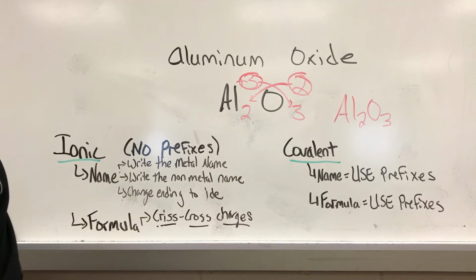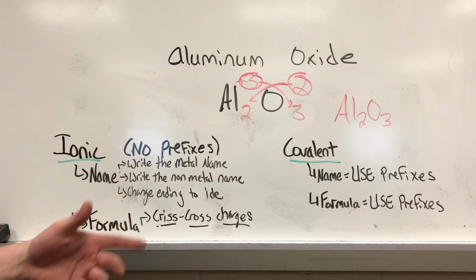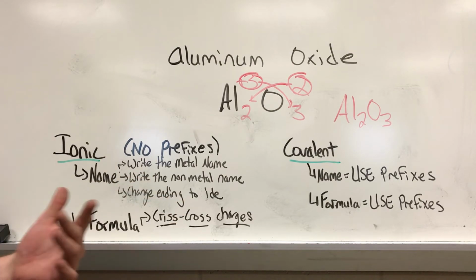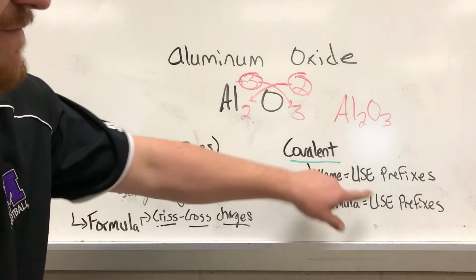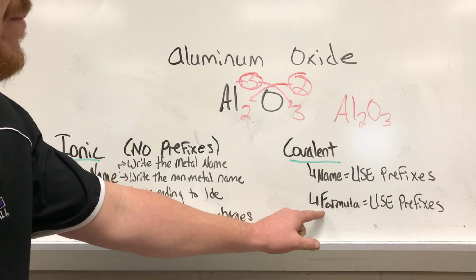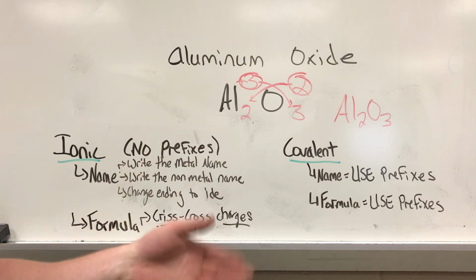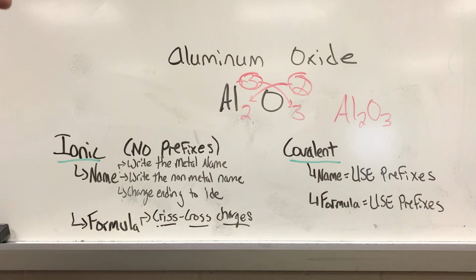Covalent, when you're naming, you name it the same way. You write the 2 elements and you change the ending to IDE. However, you have to use prefixes so we know which type of covalent compound we are talking about. And if you're writing the formula, the name is going to tell you: if there's trioxygen, then there are 3 oxygens. So that's it. That's our review on IUPAC naming procedures.